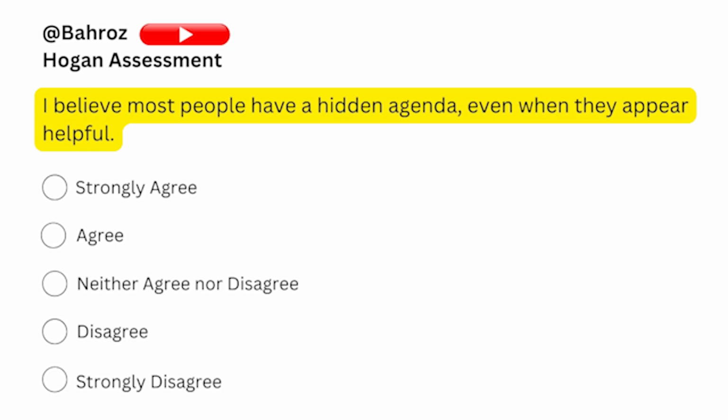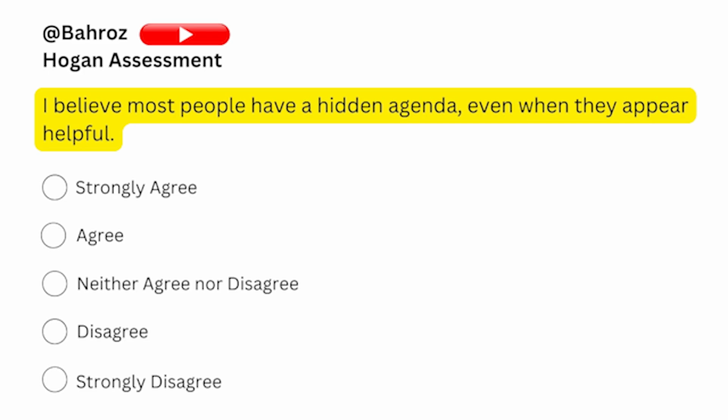I believe most people have a hidden agenda even when they appear helpful. The skeptical scale measures distrust and cynicism. This is a huge derailer because it affects team dynamics, collaboration, and your ability to build relationships. A highly skeptical person assumes bad intent, questions every offer of help, and makes colleagues walk on eggshells around them. That is toxic in any work environment. Answer strongly disagree or disagree.